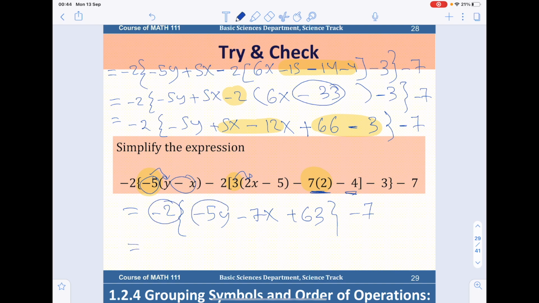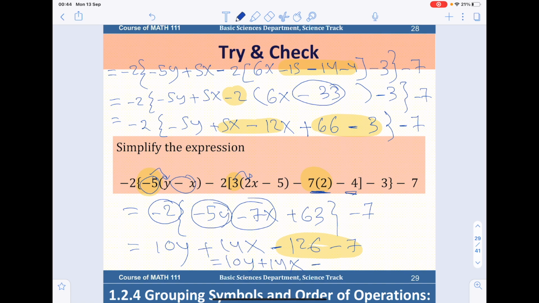So negative 2 times negative 5y is 10y. Then negative 2 times minus 7x is plus 14x. Then negative 2 times 63 is negative. 2 times 3 is 6. 2 times 6 is 12. Then I put negative 7. The last step here is to add these two numbers together. That's it. And then we're done. So 10y plus 14x minus 7 plus 6 is 13, so 126 and 133.